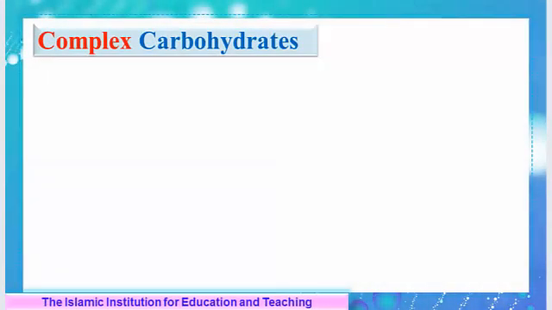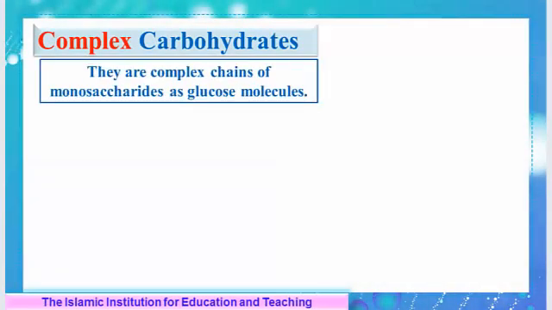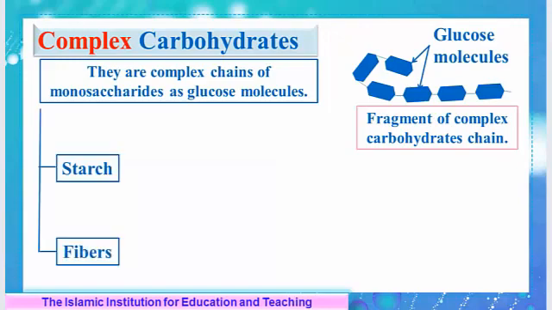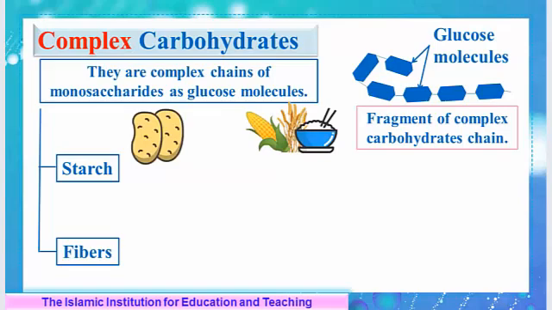Complex carbohydrates are complex chains of monosaccharides as glucose molecules. Here is a fragment of complex carbohydrates chain. As you observe, it's made up of many glucose molecules. Complex carbohydrates include starch and fibers. Starch is present mainly in potato, rice, maize, and wheat, and their derivatives such as bread. In the body, starch will be broken down into maltose that will be broken down into glucose.